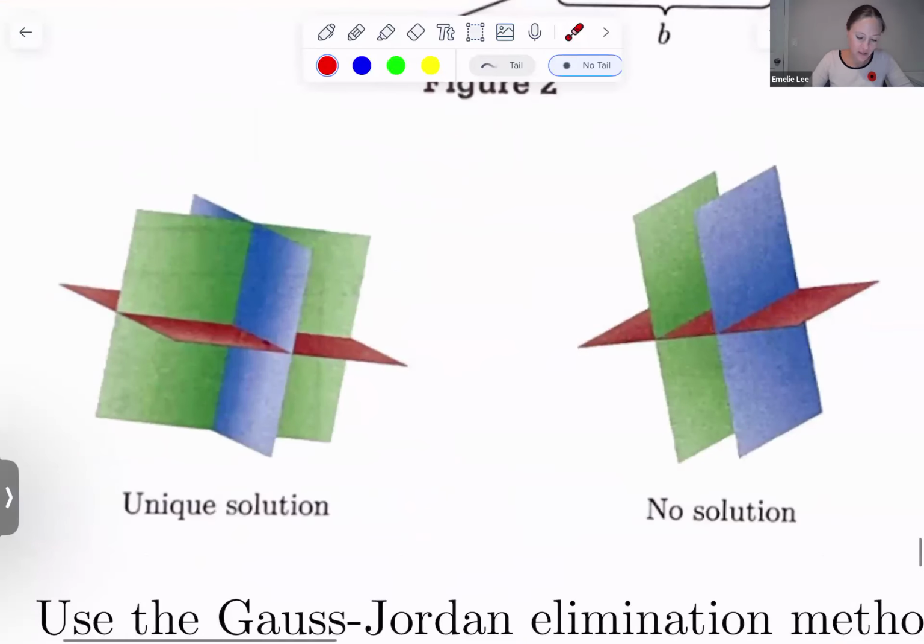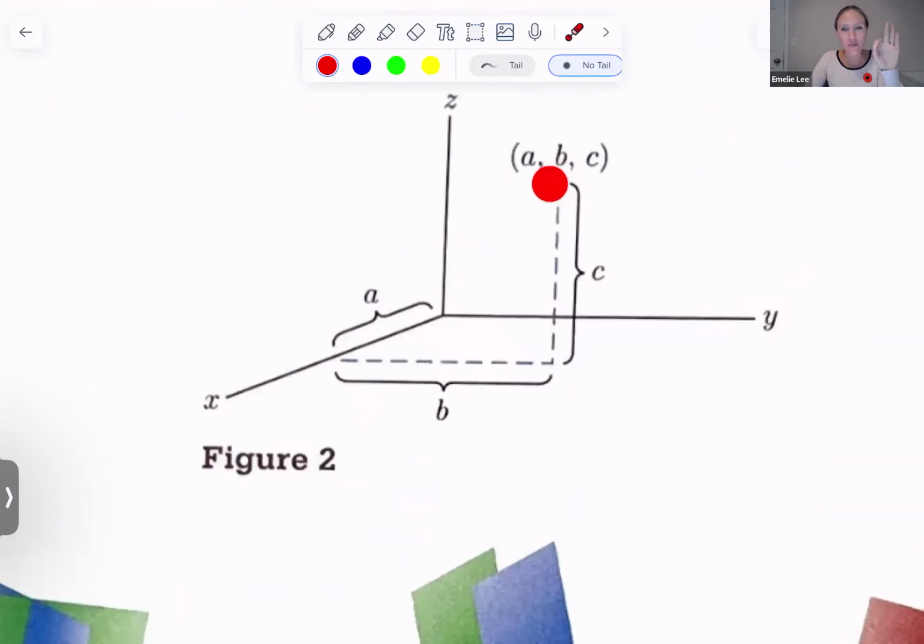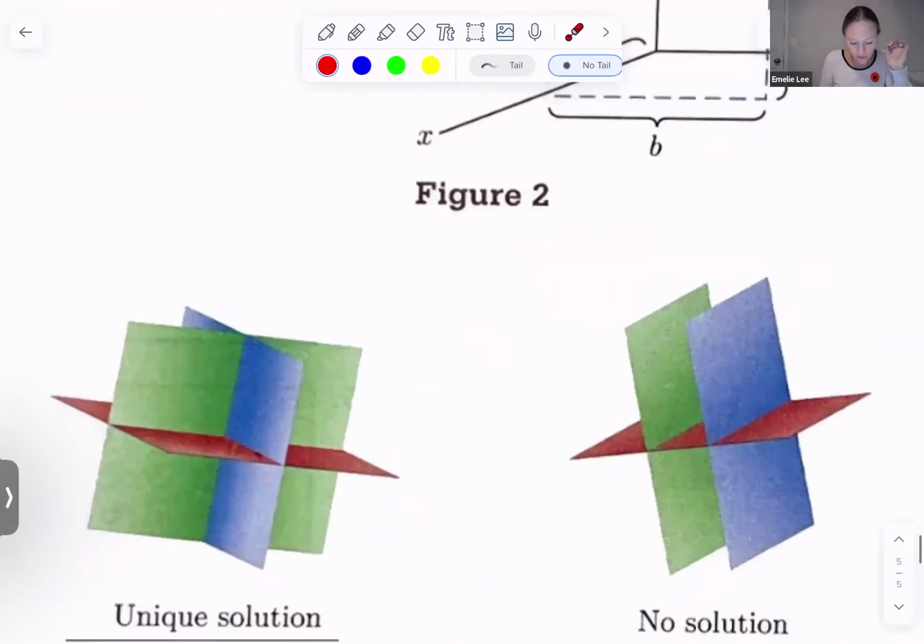So if you have a unique solution, that means that at some point in the universe, these planes intersect perfectly and there's just the one solution. That means that you have some x coordinate, some y coordinate, and then let's call this your z maybe. And just at this one little point here is your one solution, your x, y, z values.